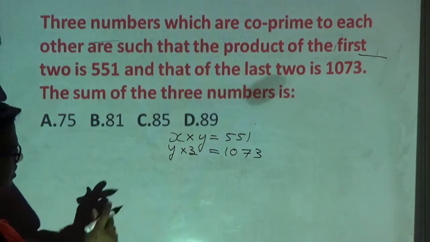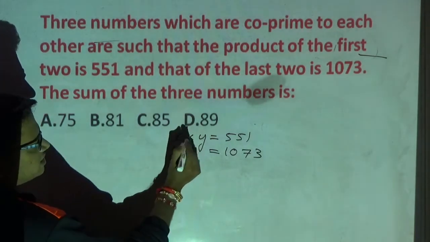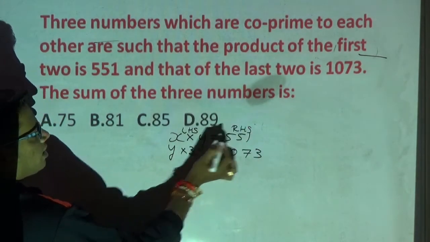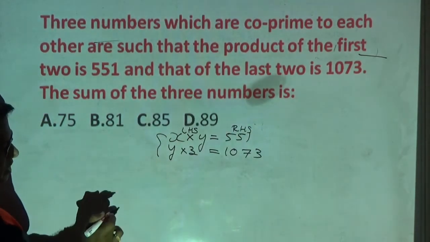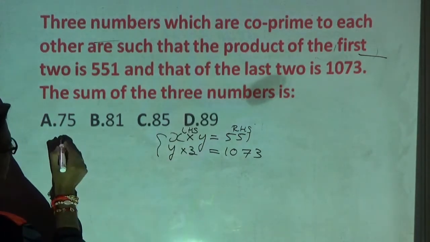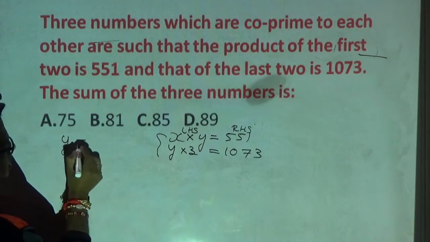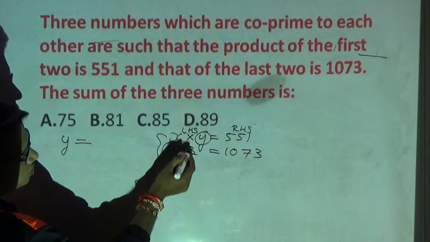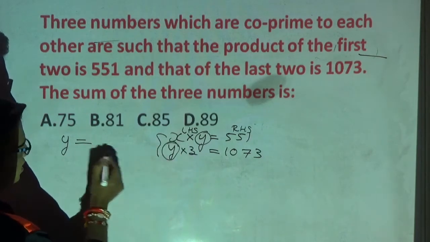Now, you please observe here. This is LHS and this is RHS, right? In these two equations, what is common in the LHS? Y is common. If I take Y common among these two equations, this Y is the HCF for these two. So Y is the HCF.